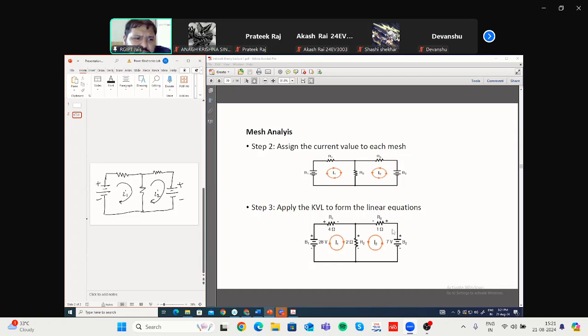But what about the resistances? Now this is resistance R1 of value 4 ohm, let us say. This is again of 1 ohm. This is of 2 ohm. This is of 28 volt. This is of 7 volt. Okay. Now, here you can write, if you move in clockwise direction, you are seeing the negative sign first. So you can write minus 28 volt.